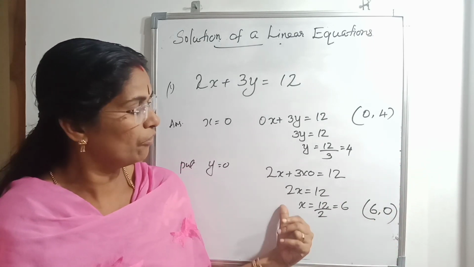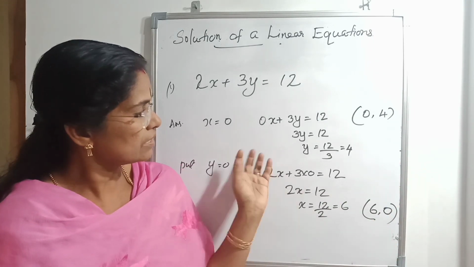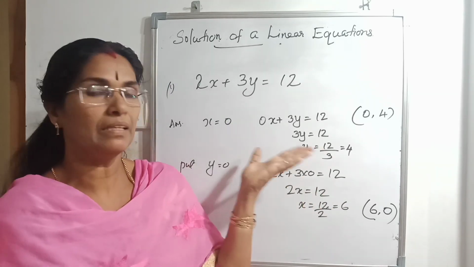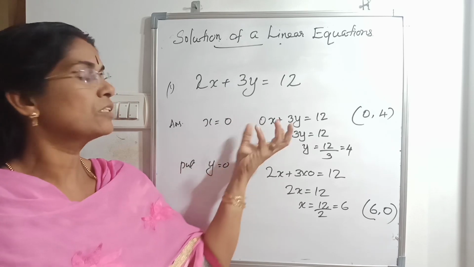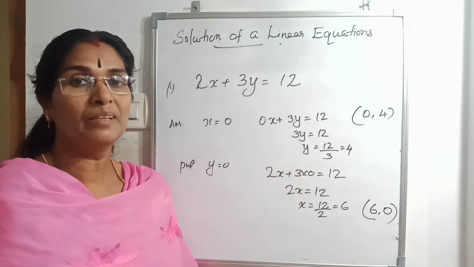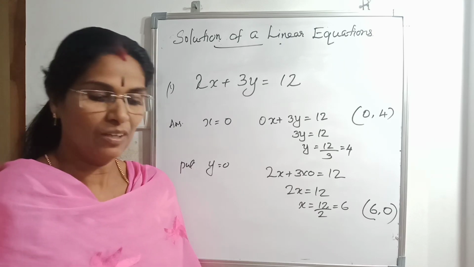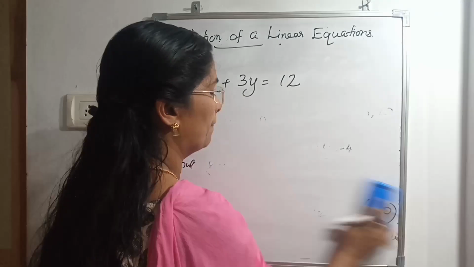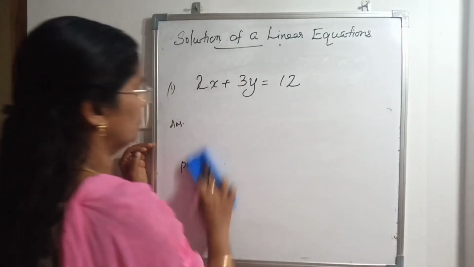Clear how we are finding the solution? Just substitute any value. You can substitute any value. I am choosing these for ease. X equal to 0 means one term will be 0. Y equal to 0 means another term will be 0. So it is very easy to find. Or we can find in another method also. Another value we can substitute.